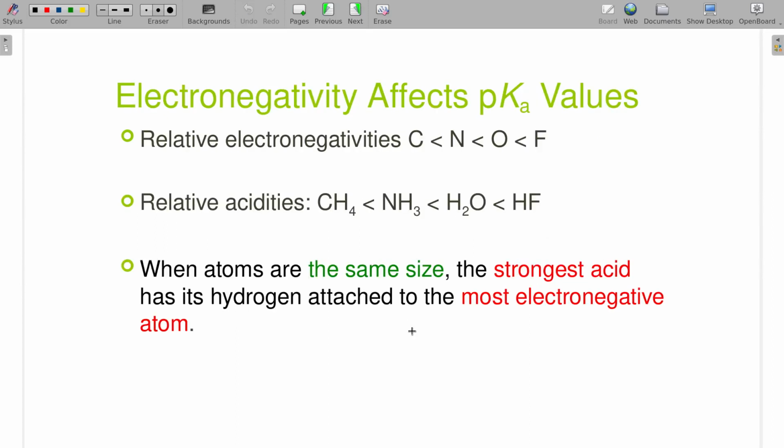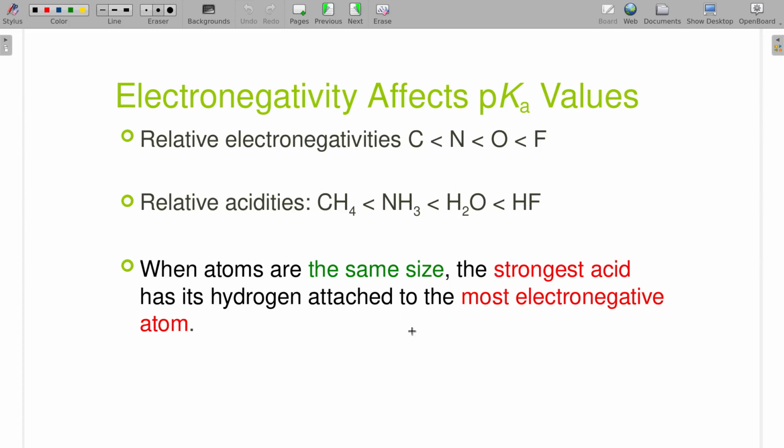Now, how do I actually guarantee I can predict those pKa values? Well, there is the possibility of just flat out memorizing every single pKa possible. Obviously, that's a little bit hard to do. So let's look at some trends we can relate to the periodic table.